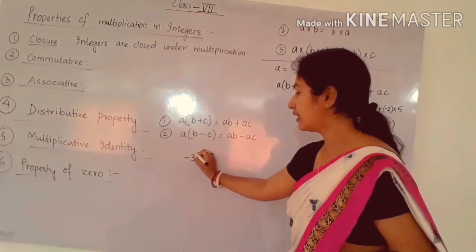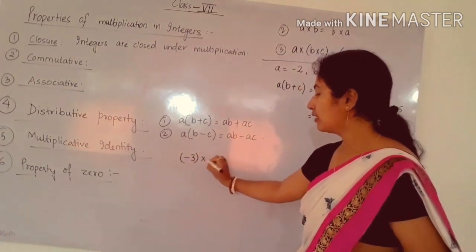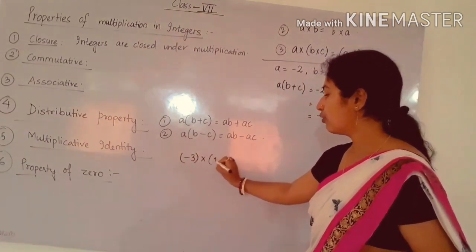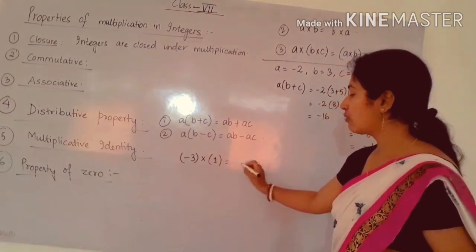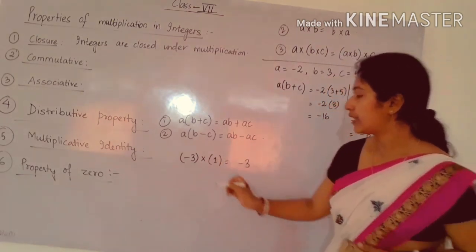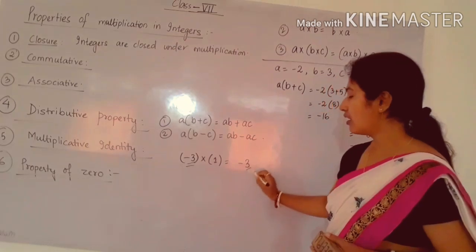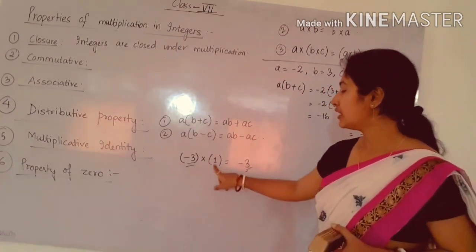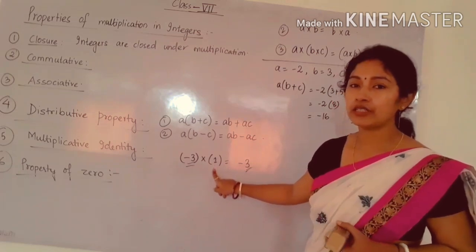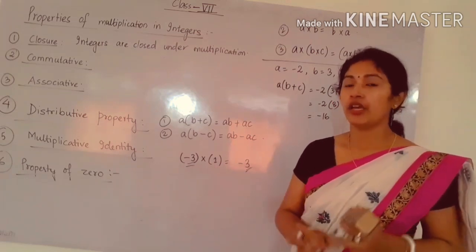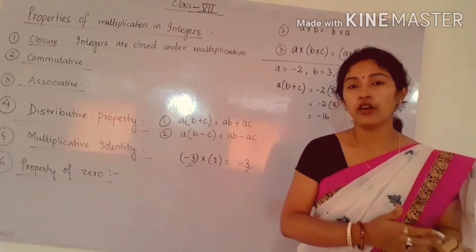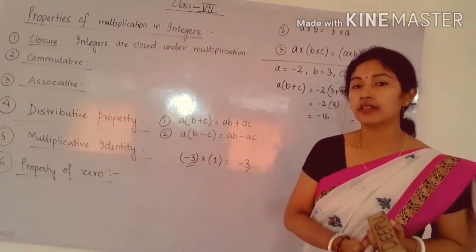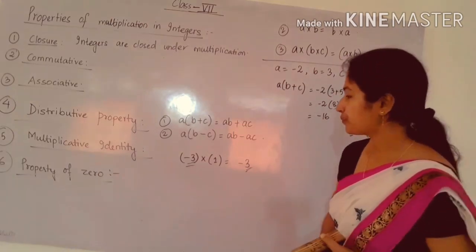For example, let us take one integer. Suppose minus 3 is an integer and I am multiplying minus 3 with 1. So minus 3 into 1 will be minus 3. That means we are getting the same integer again. So what is the multiplicative identity? One is called the multiplicative identity in case of integers. In case of additive identity, we have 0 as the additive identity.